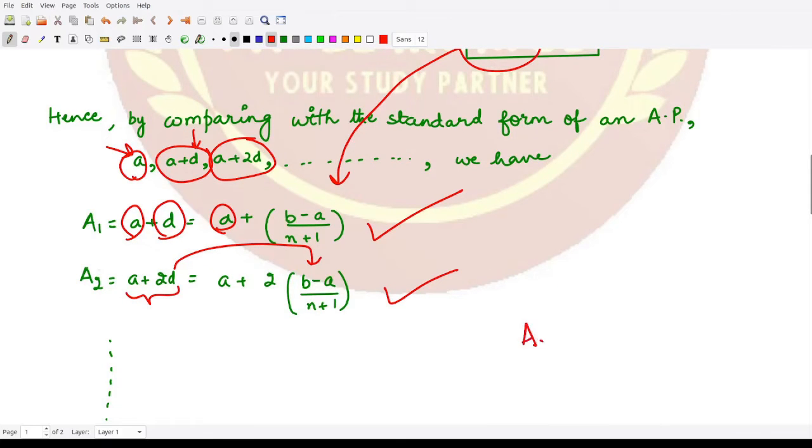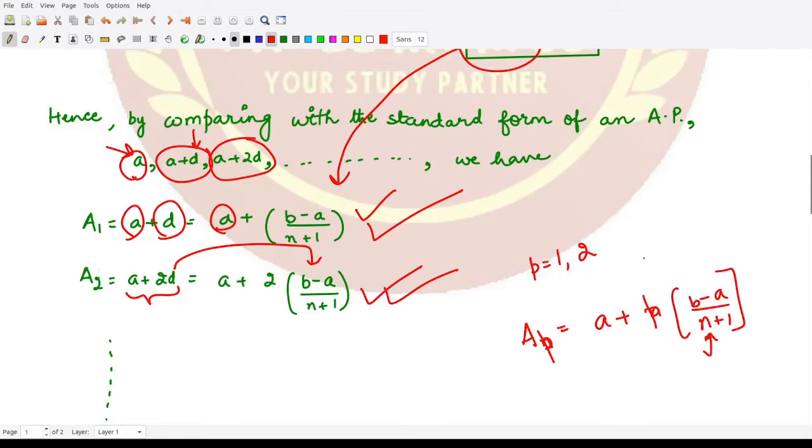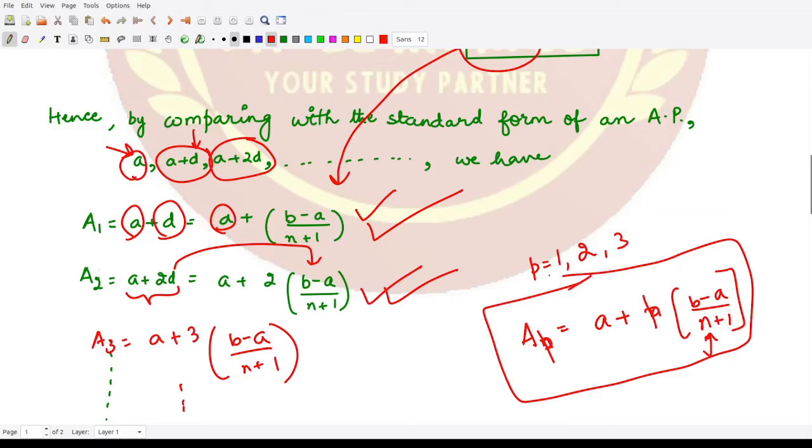So in general, what would be the formula? AP would be A plus P times B minus A upon n plus 1, correct? Let me call it AP, not AN, because we have already used the n here to denote the number of terms, right? So if you put P equal to 1, you would have this value A1. If you put P equal to 2, you would have this second value. If you put P equal to 3, you will have the value of A3, which would be A plus 3 times B minus A upon n plus 1, and so on. You keep on doing like this. So this is the formula here. Correct? So you can solve the questions using this formula.